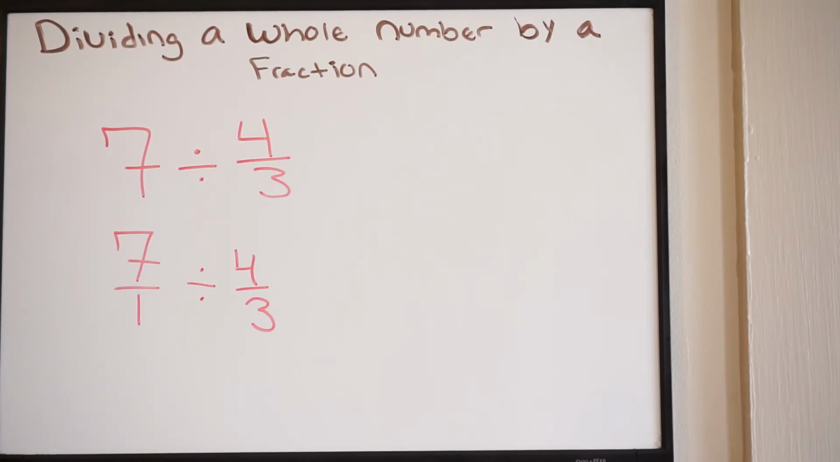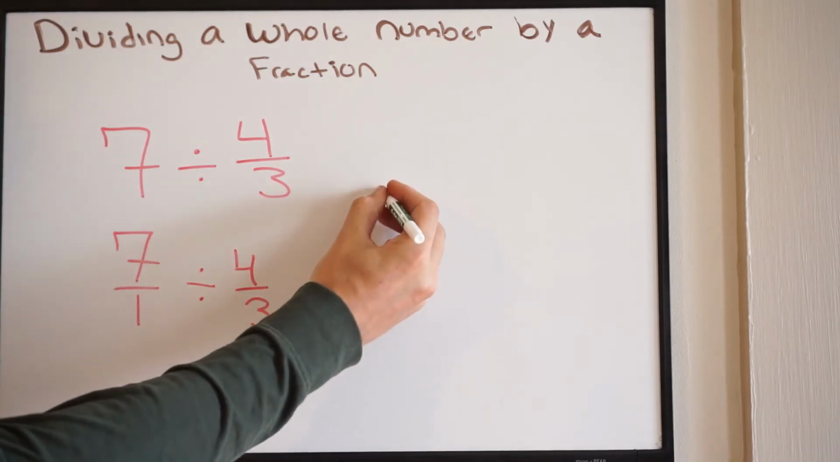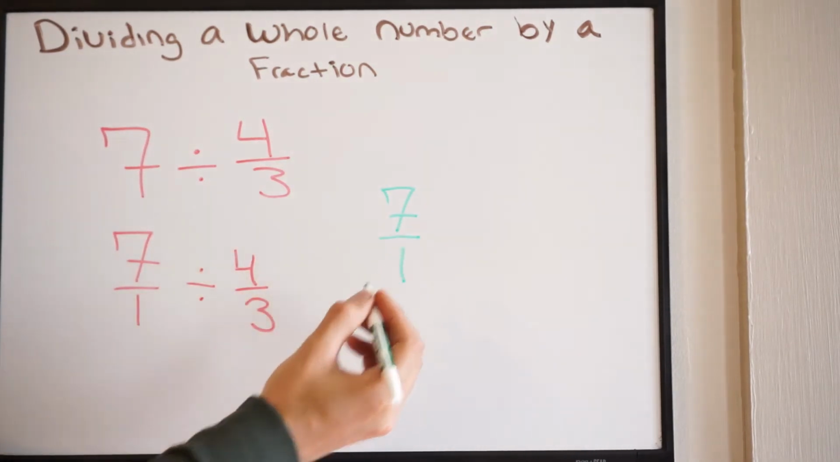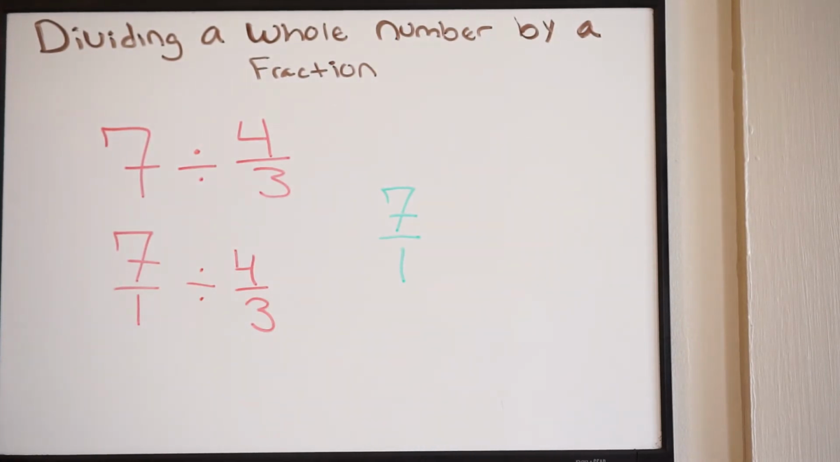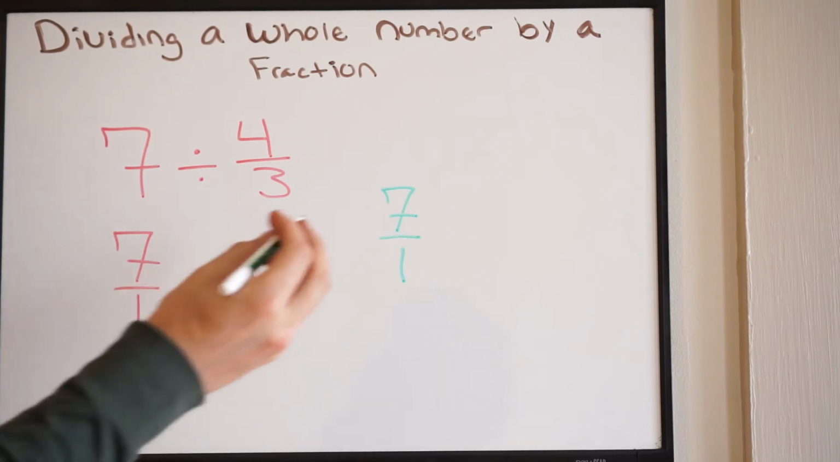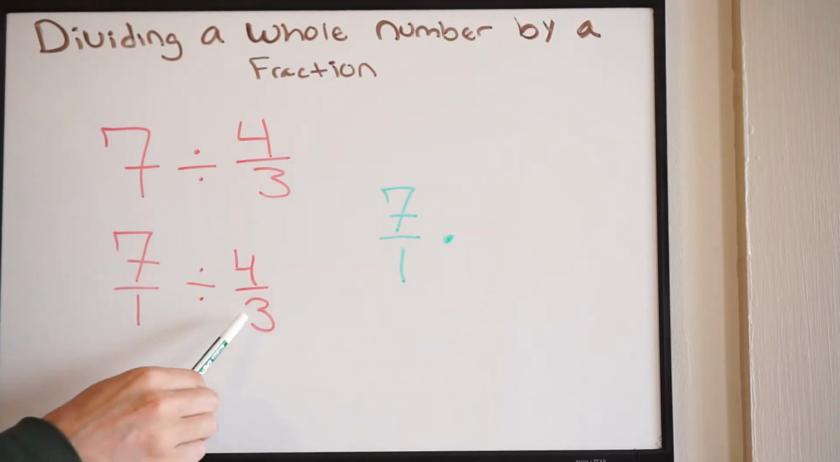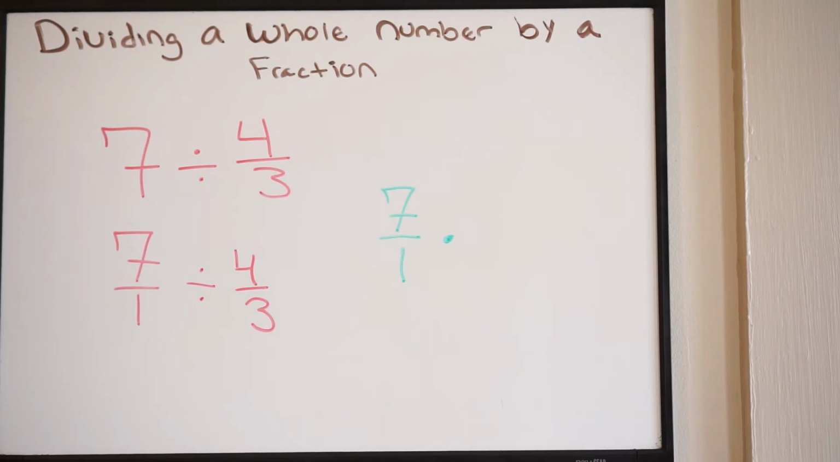So once you have both of your values written as a fraction, you just want to remember the following. And that's this: keep, change, and flip. Okay, so keep, change, and flip. And so what that means is we keep what we have out in front. So in this case, 7 over 1. So we're going to keep that as is. So we'll have 7 over 1. Now we want to change, meaning we want to change the operation from division to multiplication. And then we flip our last value. So 4 over 3 becomes 3 over 4.